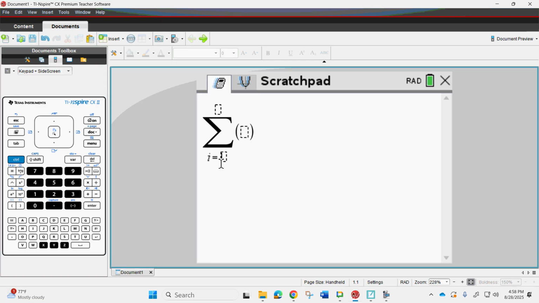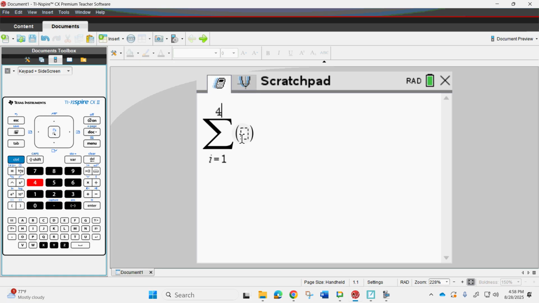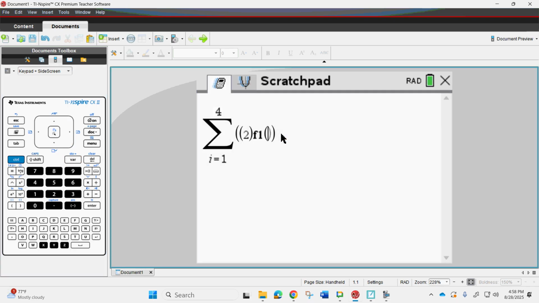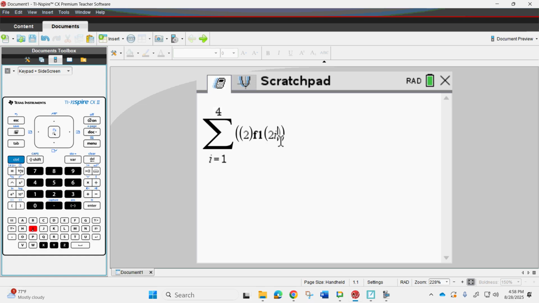Now, I'm just going to type in exactly as I had it. I equal 1 to 4. In here, I have 2, not sure why I use those parentheses, times the function. Remember, the function can be found in vars if you define the function. And inside is 8 over 4 or 2i. Hit enter, and you get 248.